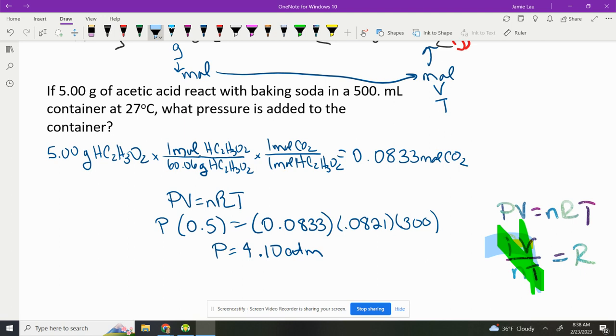How do I enter that in my calculator? Multiply all of that and then divide by 0.5.